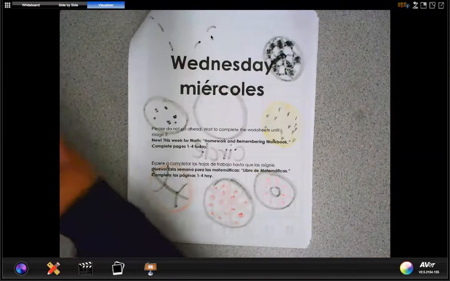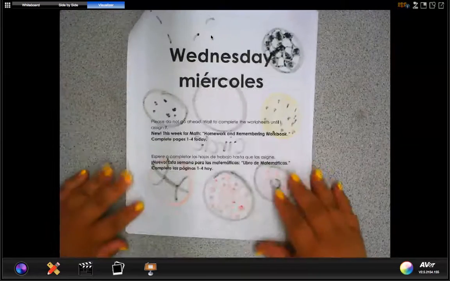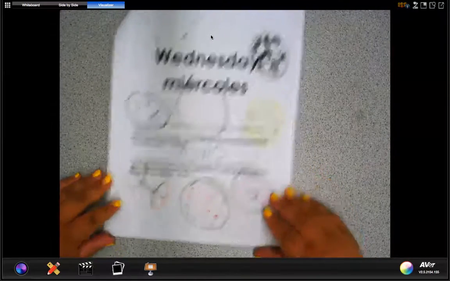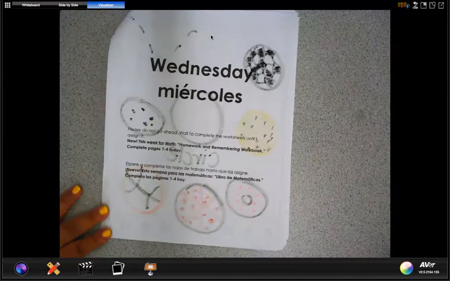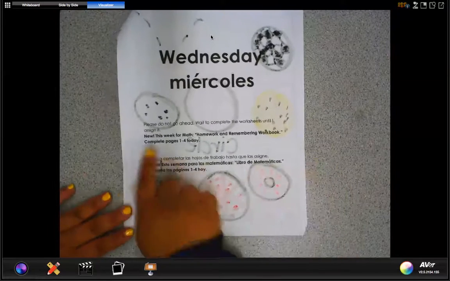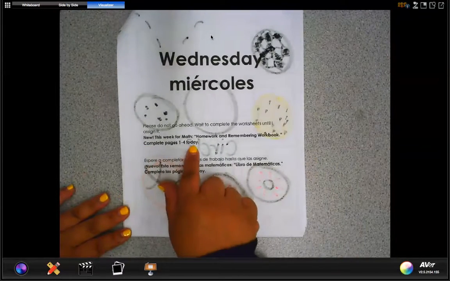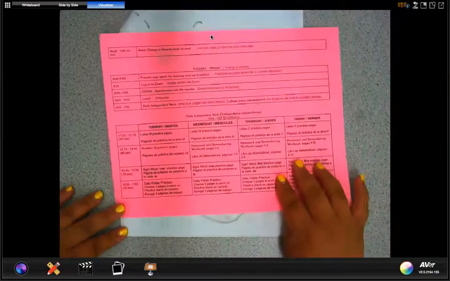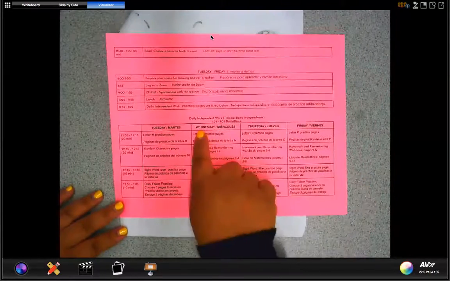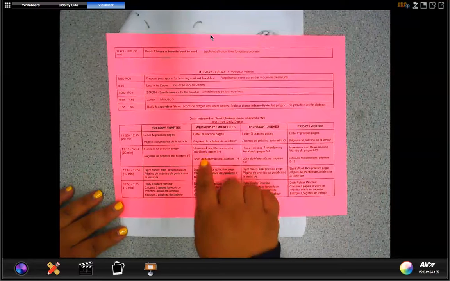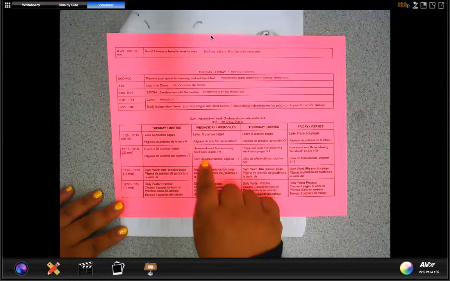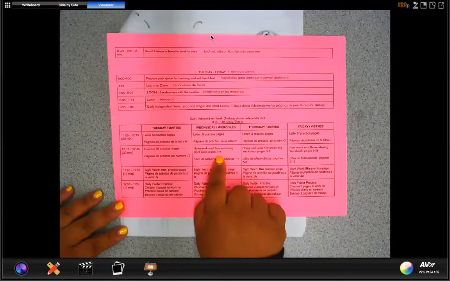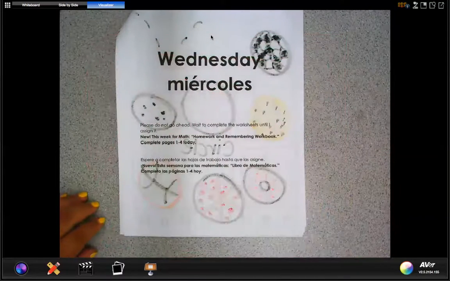Okay, so Wednesday. And if you're wondering, well, teacher, how do I know what pages? Because you're not going to do the whole book. You can see here, it tells you what pages. And also you can look in this pink paper. That's why we send it. So today's Wednesday, and you go down to here: homework and remembering workbook. That's the math one. Pages 1 through 4.